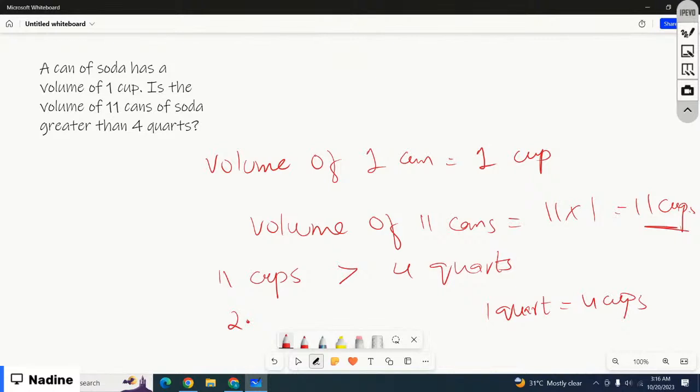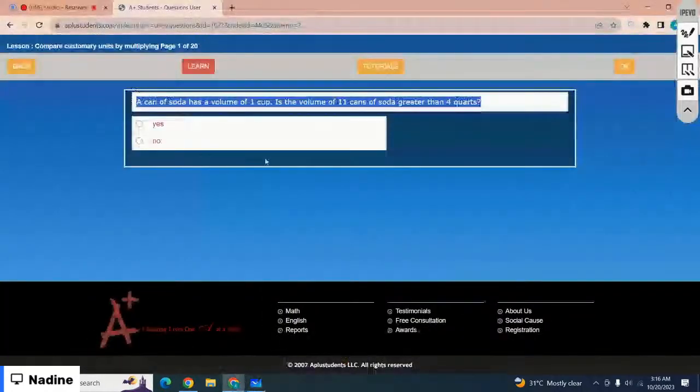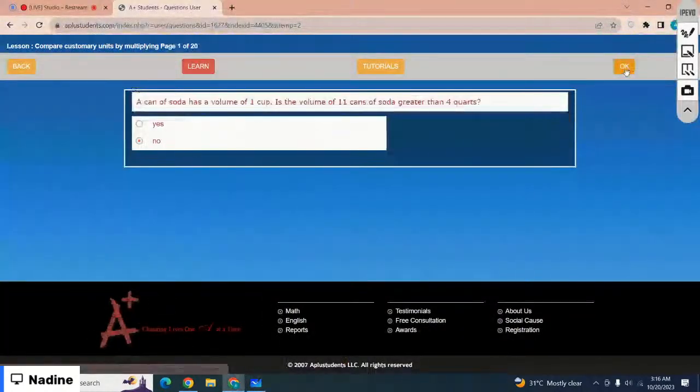So 11 cups means, 4 times 3 is 12, that is about 2.9 quarts, right? So is 2.9 greater than 4? No, 2.9 is less than 4. So the correct option is no. 11 cups is not greater than 4 quarts. The correct option is no. Got it?